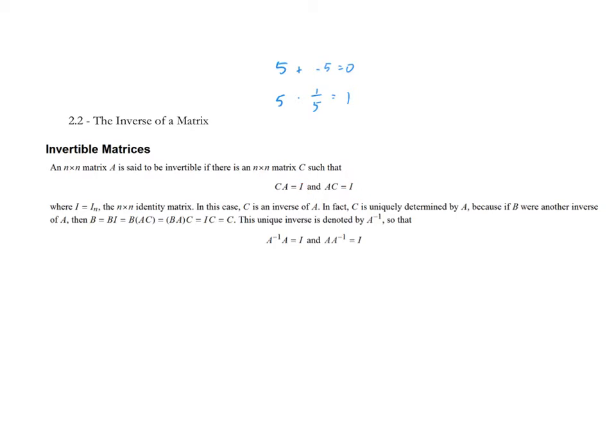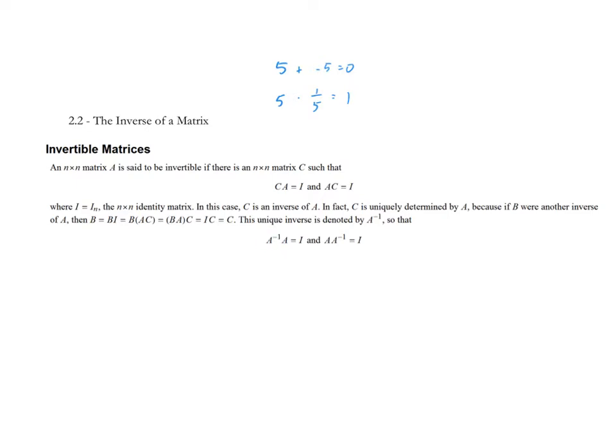Okay, so an invertible matrix, n by n, notice it has to be a square matrix. Then A is said to be invertible if there is an n by n matrix C such that C times A equals the identity and A times C equals the identity. So the multiplication has to be verified in both orders because multiplication with matrices is not commutative. In that case, we identify the inverse as A inverse, A with a -1 exponent.